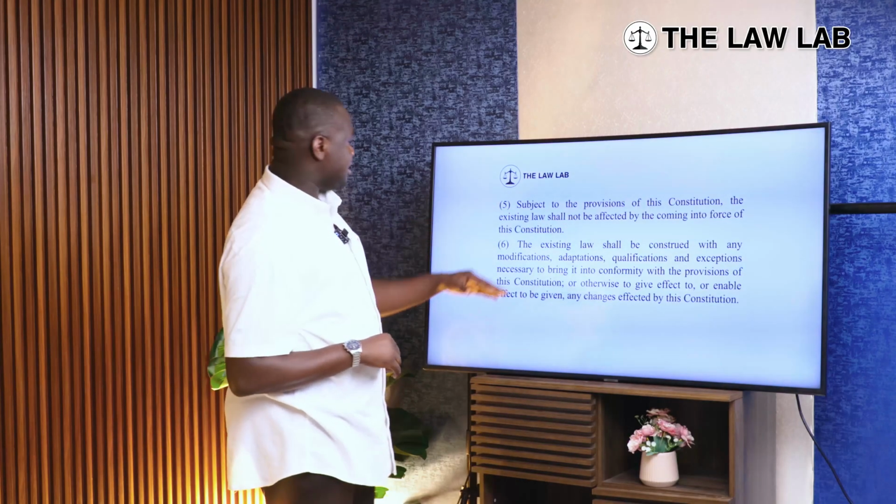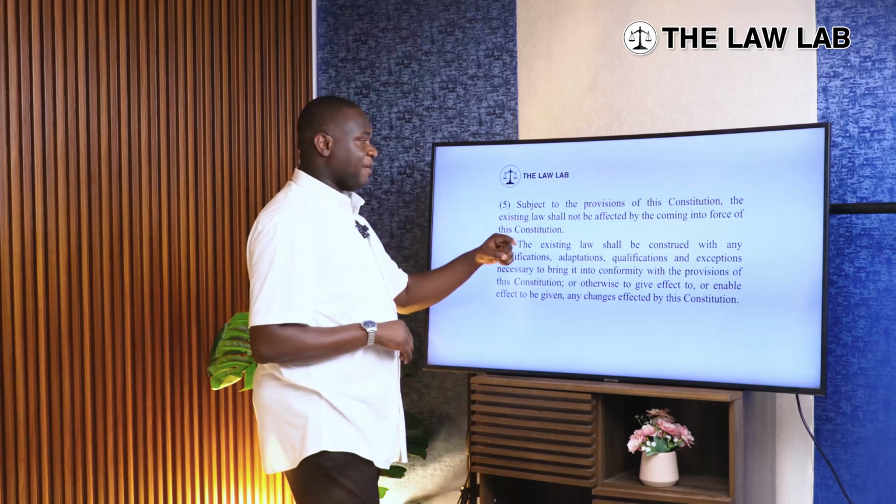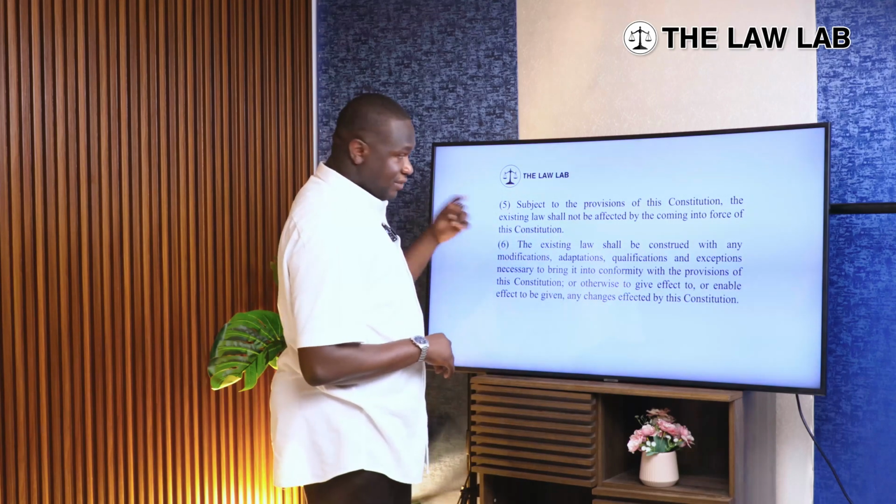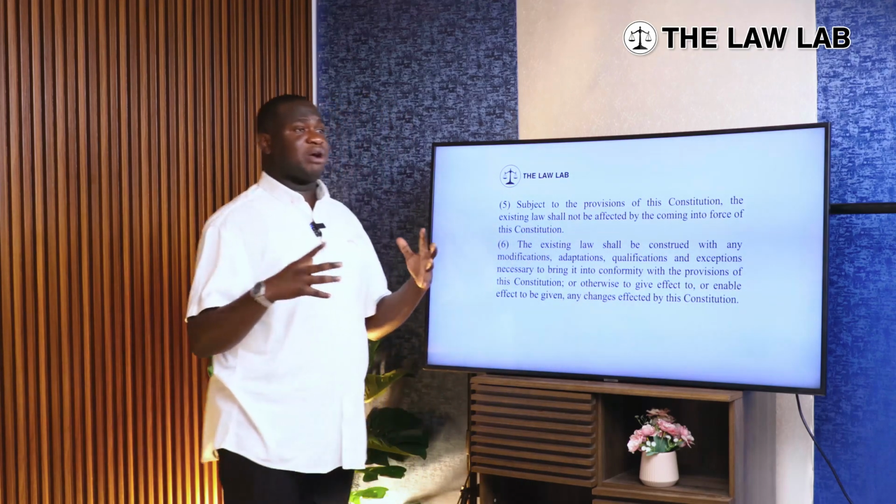So when you pick our Contract Act, 1960, Act 25, this Contract Act came into force somewhere in 1960, but it is deemed an existing law because we keep on using it. The next one is subject to the provisions of this Constitution. The existing law shall not be affected by the coming into force of this Constitution. Yes, if you're having an existing law, I think we will have time to be learning about coup d'etat, to be looking at the legal effect of existing laws and others.